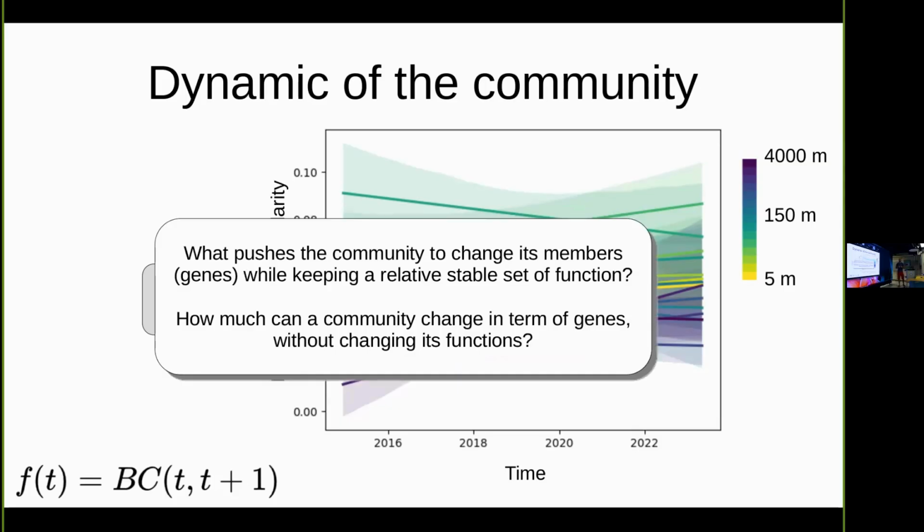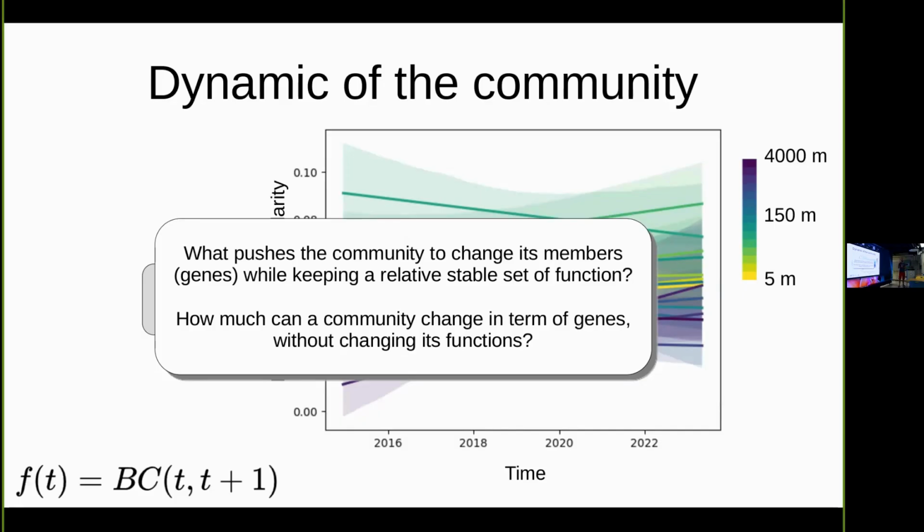So it raises two questions in which I'm particularly interested. The first one is studying the drivers: what pushes the community to change its genes while keeping a relatively stable set of functions. And the other one is trying to study what I would call the tipping points: how much can a community change in terms of genes without changing its function? And I think those two questions are pretty interesting and pretty important given the whole climate change context we are in.